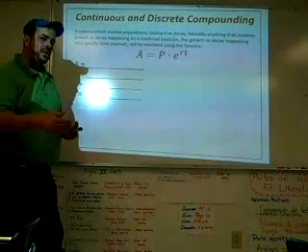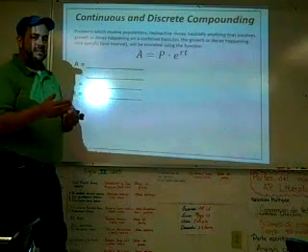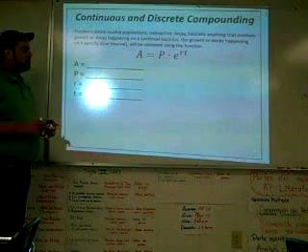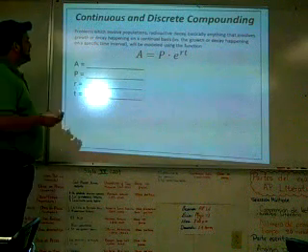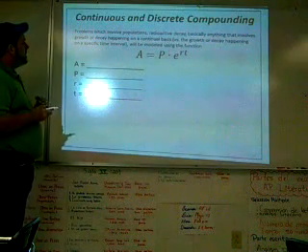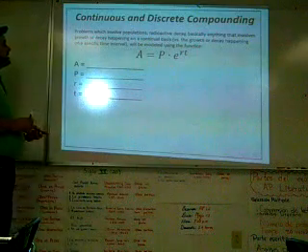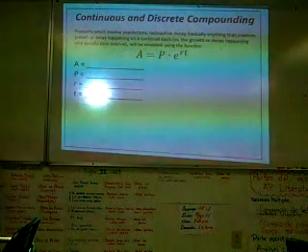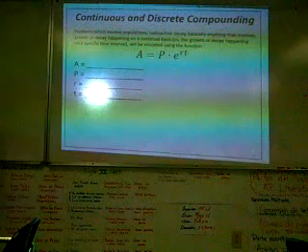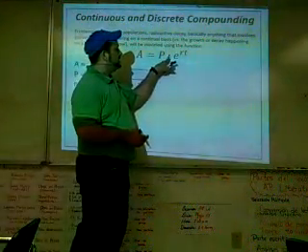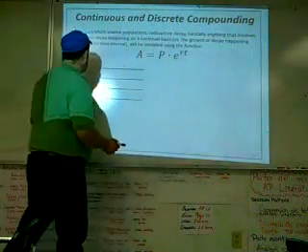That growth happens all the time. It doesn't happen on a scheduled basis. It's constantly happening. That's a continuous growth problem. So let's look at this one. Problems which involve populations, radioactive decay, basically anything that involves growth or decay happening on a continual basis will be modeled using the function A equals P times e to the RT.